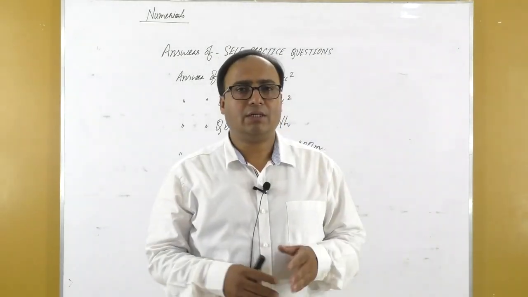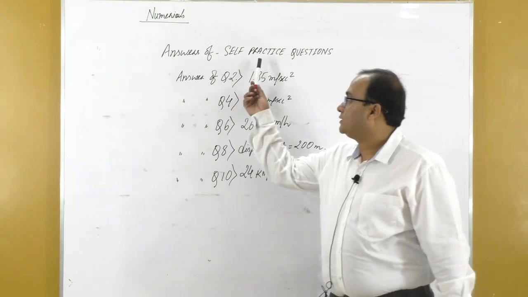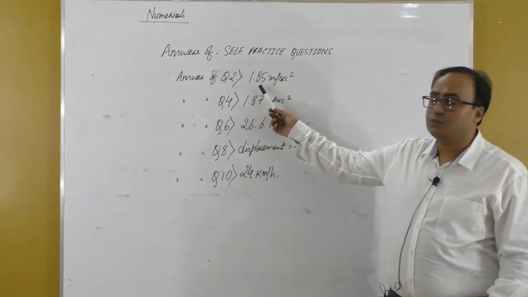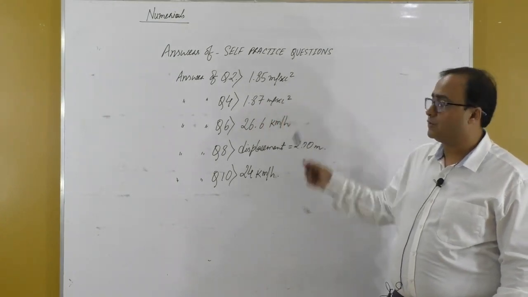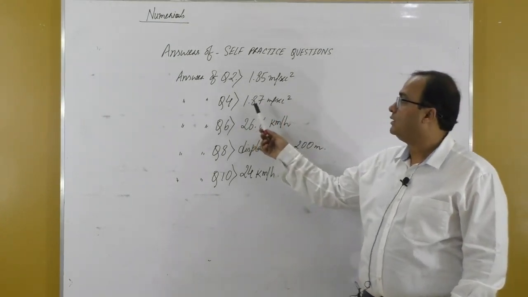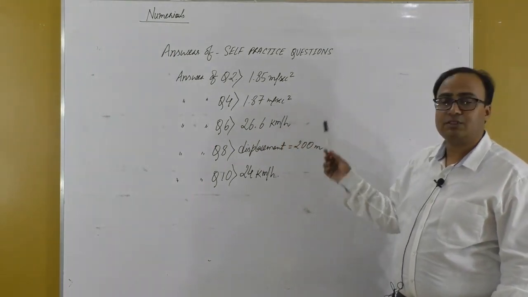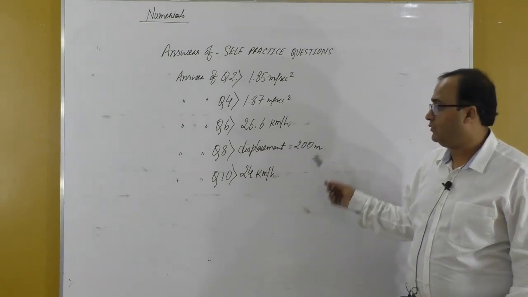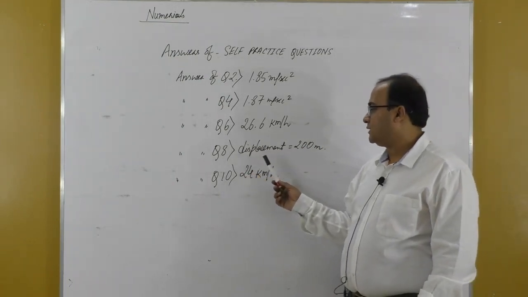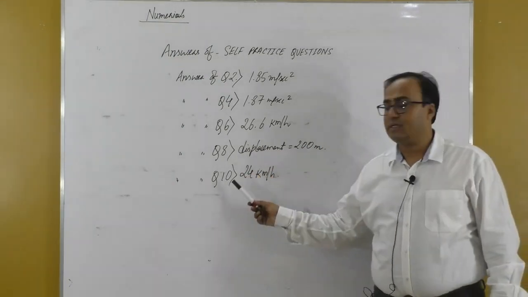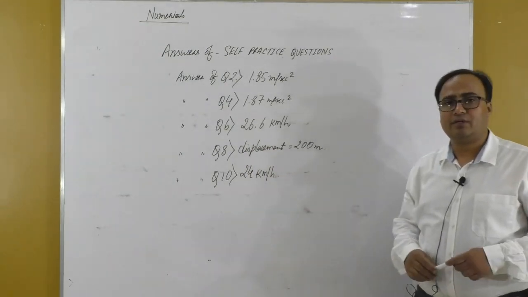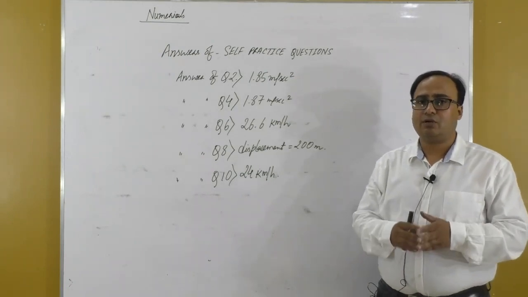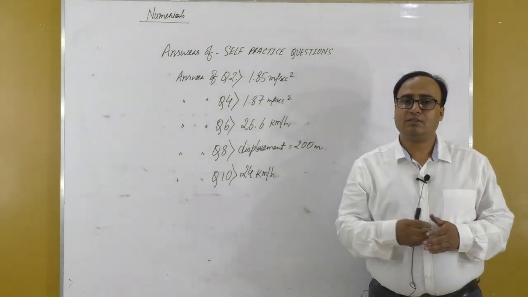Now you can note down the answers of the self-practice questions that I gave you during this video. Question number 2, answer is 1.85 meter per second square. Question number 4, answer is 1.87 meter per second square. Question number 6, answer is 26.6 kilometer per hour. Question number 8, displacement is 200 meter. Question number 10, it is 24 kilometer per hour. So first you try to solve yourself, and then compare these answers with the answers that you are getting.